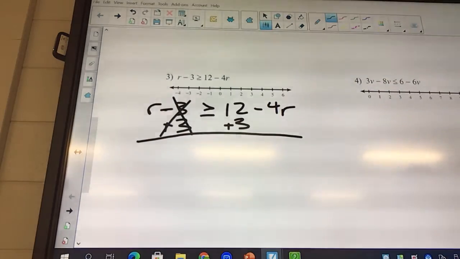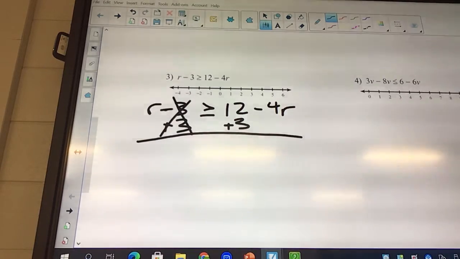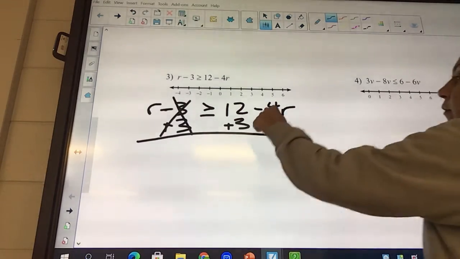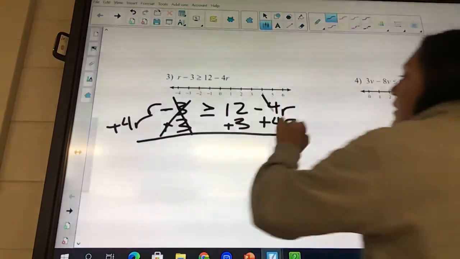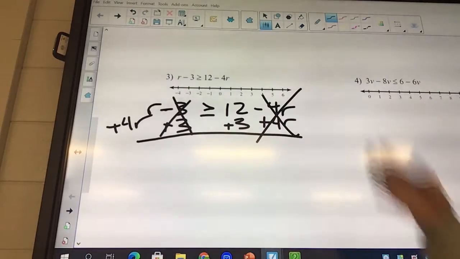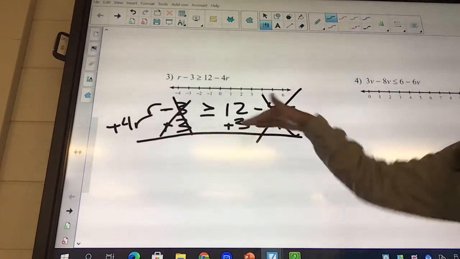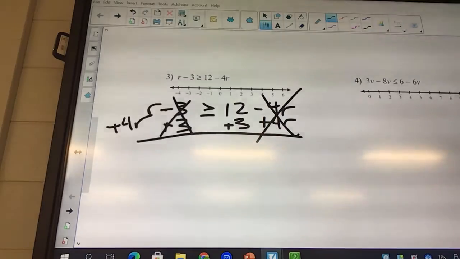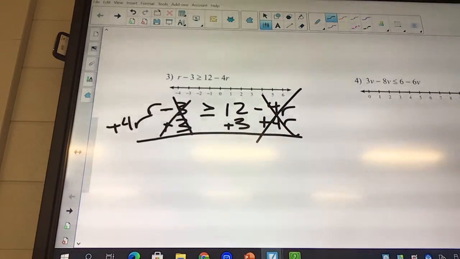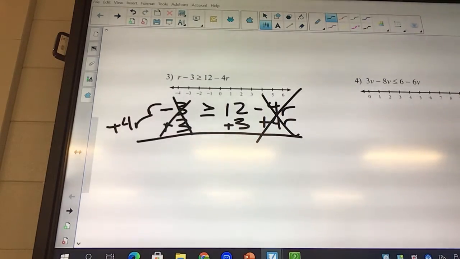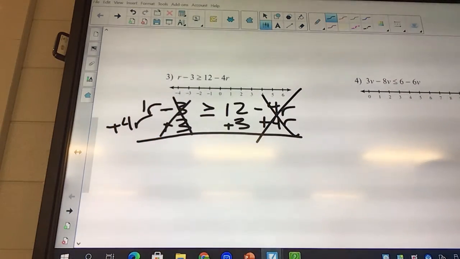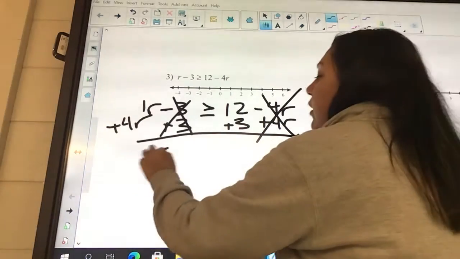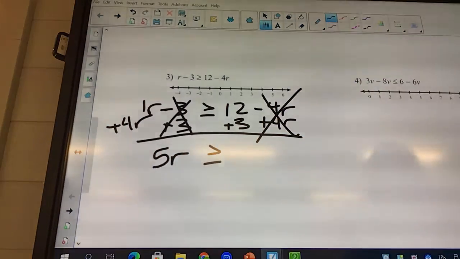Okay, and then what else needs moved? The negative 4R. How do I move a minus 4R? Plus 4R. Same thing. See how I put two big X's on both? Okay, so it should all have something underneath of it and have big X's on both sides. Okay, so what is a 1R? You can put a 1 in front of there. 1R plus 4R. 5R. And then 12 plus 3.